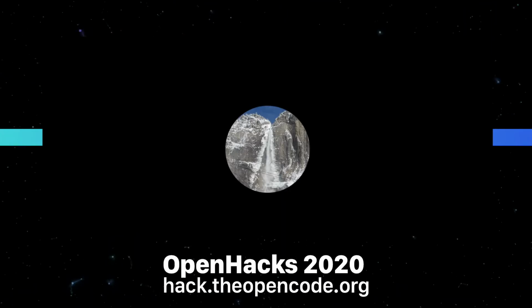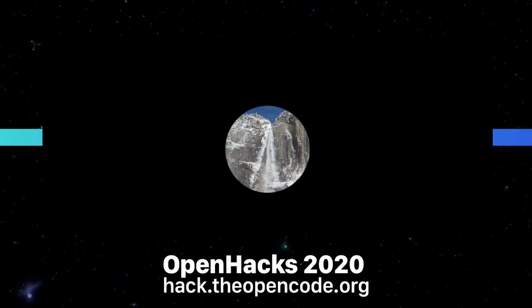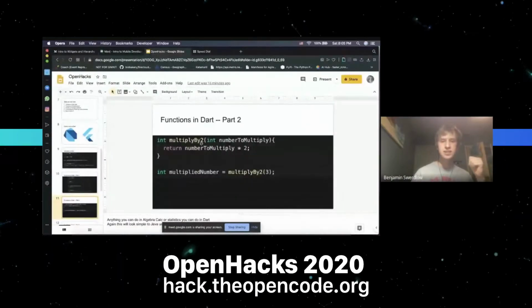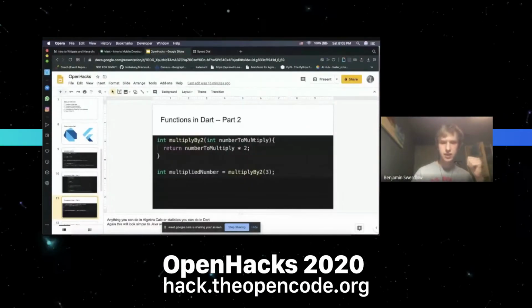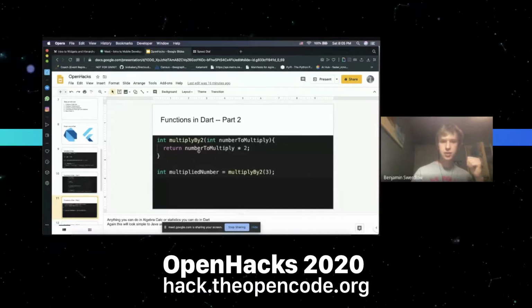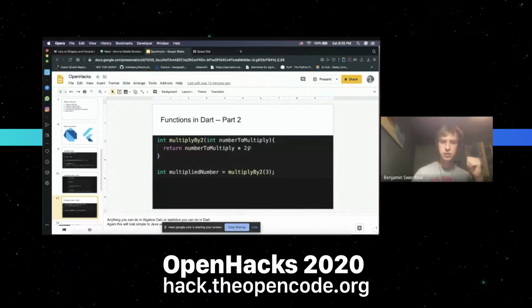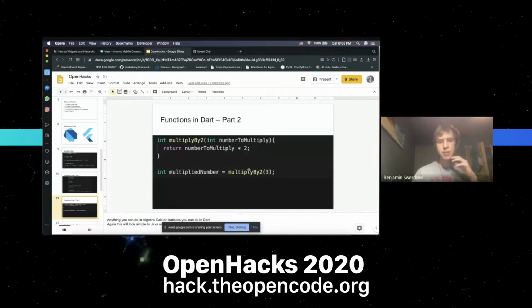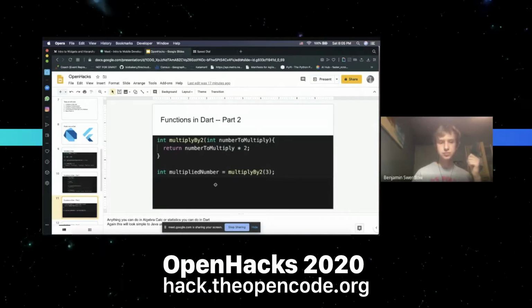And just basic functions. So the applications of functions start when you start making them dynamic. So this is the function multiply by 2. And what it does is it takes in an int in the parentheses, and that's the number that's multiplying, and it returns that number times 2. And if I wanted to use this, I could create a variable called multiplied number and make it equal to multiplied by 2.